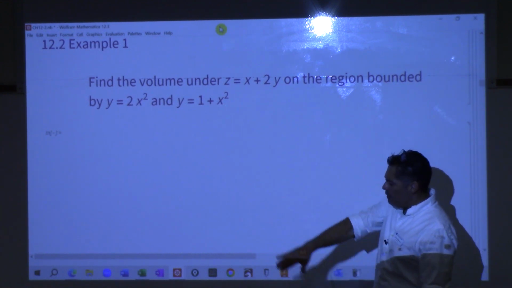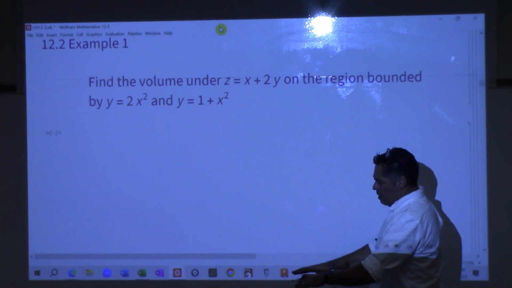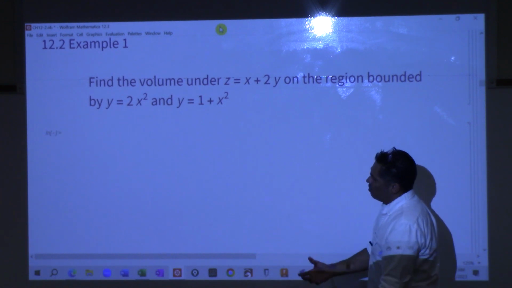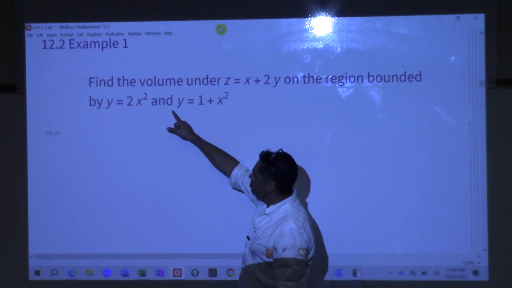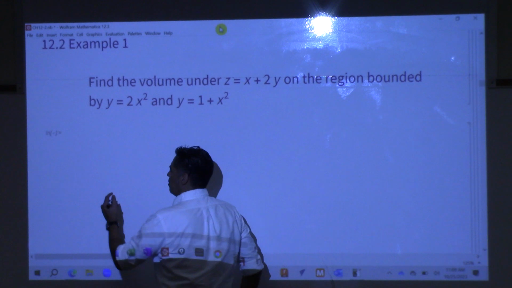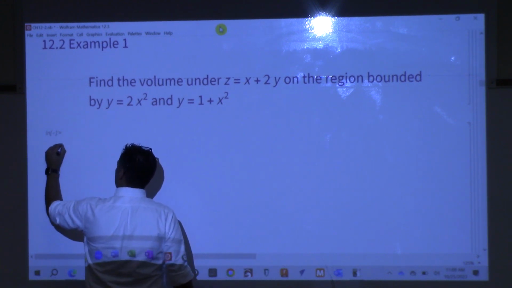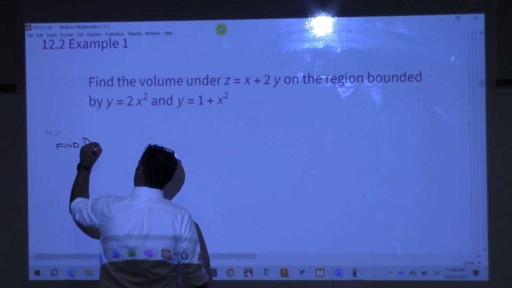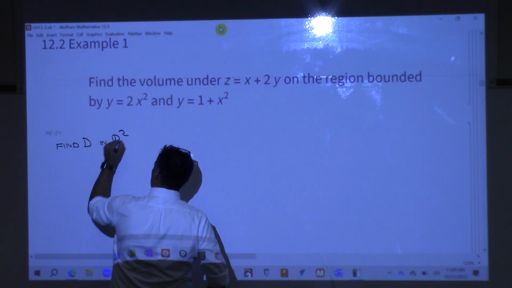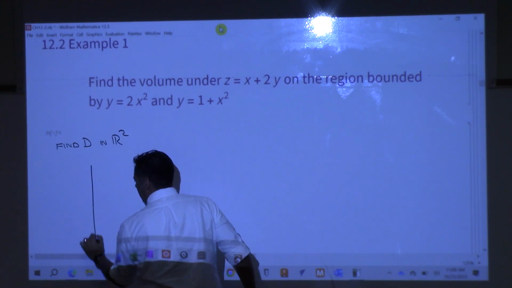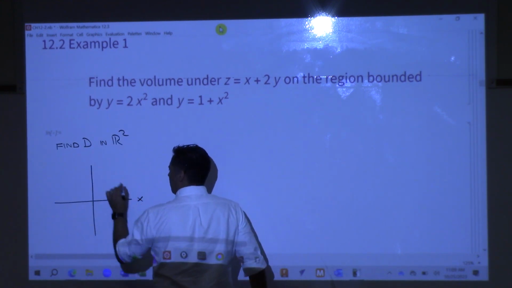We want to know the volume underneath this plane, but the region that we're looking at on the ground is the region bounded by these two curves. So let's find D first. Let's find what D is in two-dimensional space, in R2. Let's find the domain on the ground. Let's just see it first.